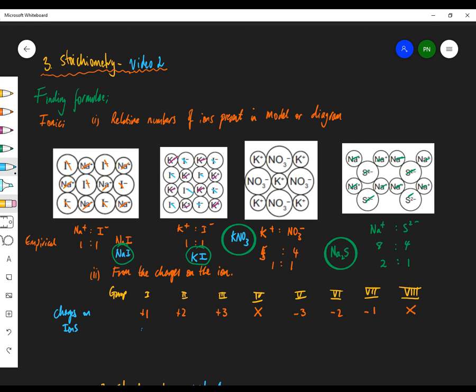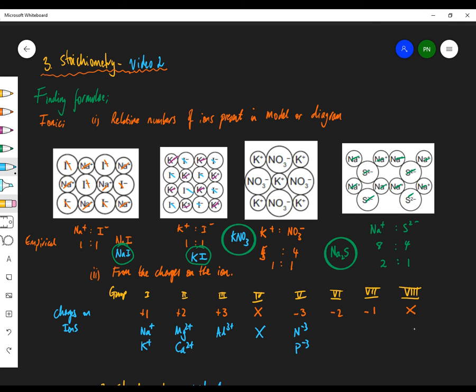Let's pick sodium, it's going to be Na+. Potassium is going to be K+. Group 2s, magnesium is going to be Mg2+. Calcium is going to be Ca2+. Aluminium is in group 3, that's going to be Al3+. No ions here. Group 5, nitrogen is going to be N3-.